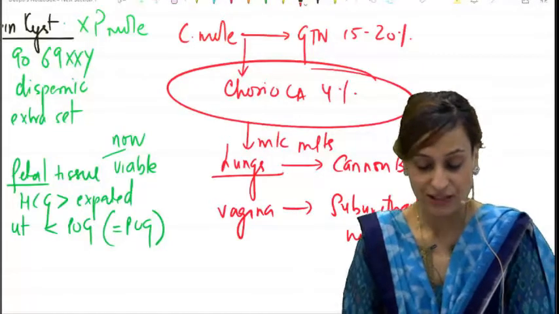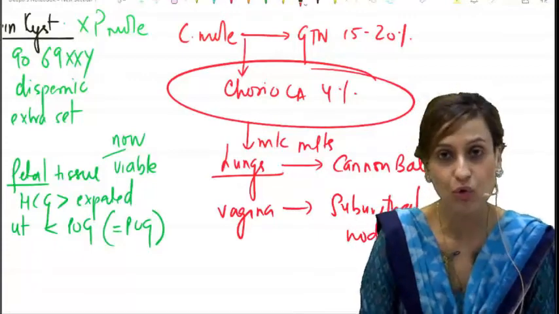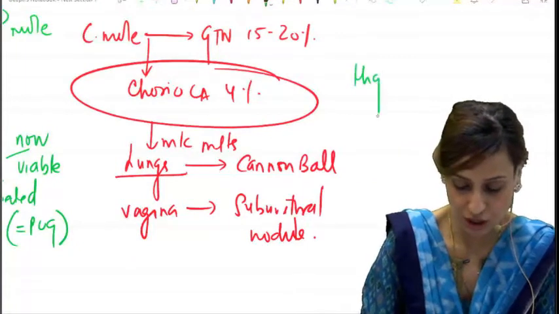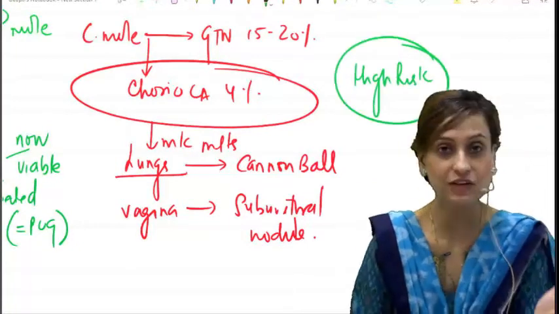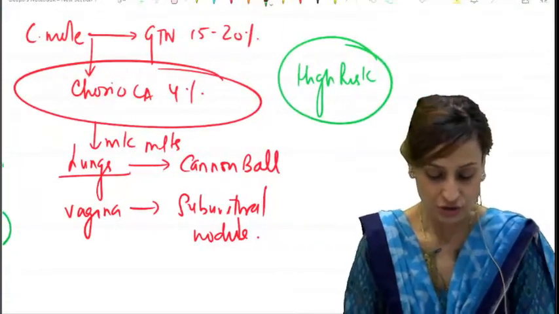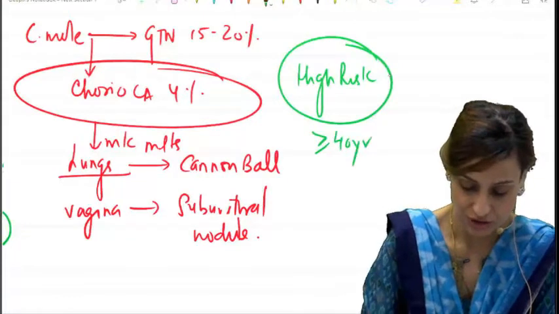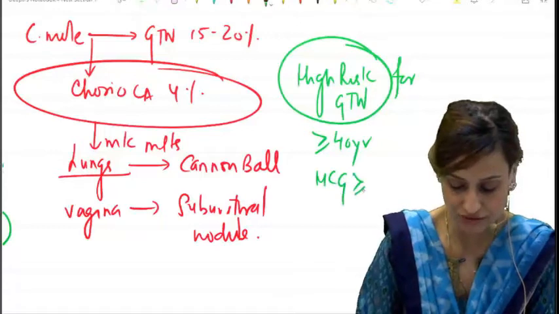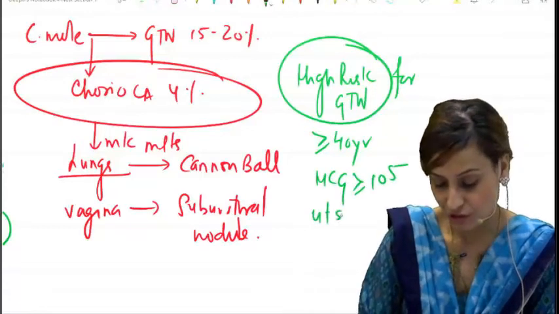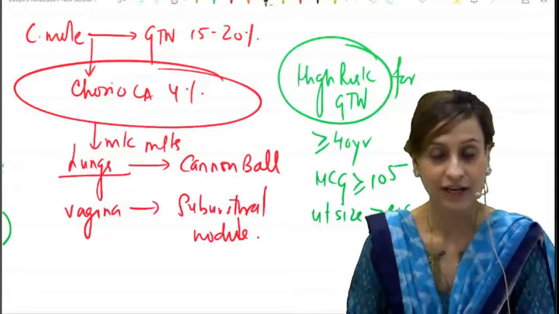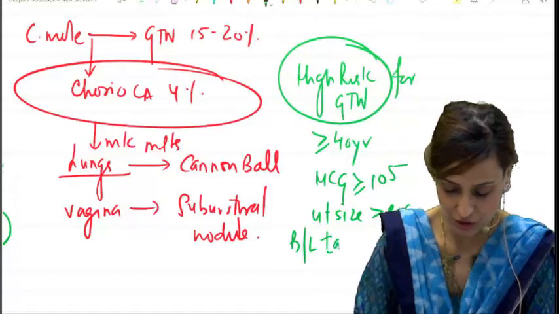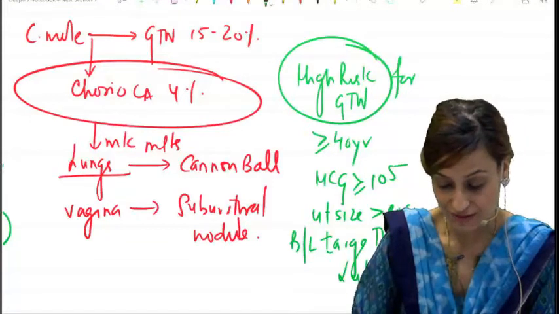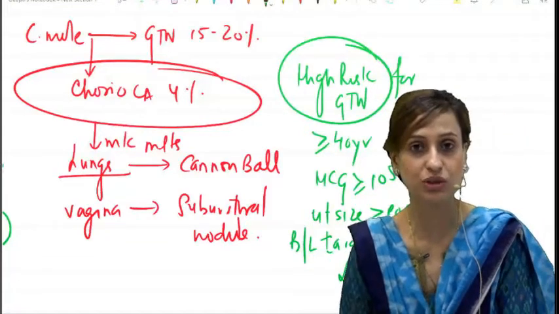Now please remember, when you talk about a complete mole converting into choriocarcinoma, we first want you to know who are the patients who are high risk for this conversion, either into GTN or into choriocarcinoma. So these are women who are more than 40 years of age, right? These are women whose HCG is more than 10 to the power 5. These are the women where the uterine size is more than the POG, right? And these are the women which have bilateral large theca lutein cyst, which are more than 6 centimeters. So these are the high risk women who are going to convert into GTN, all right?